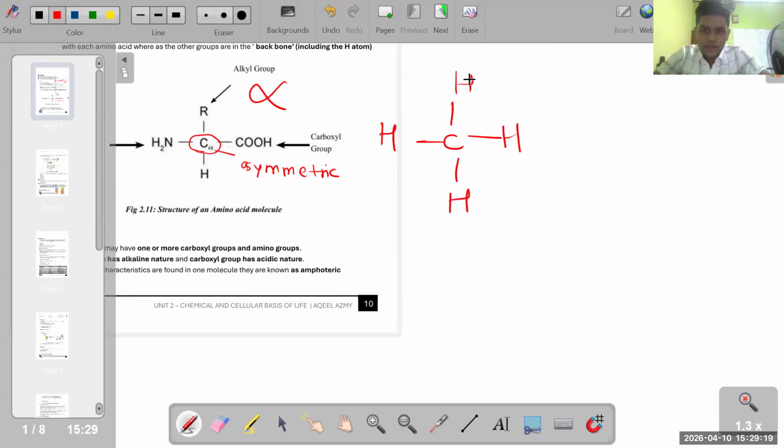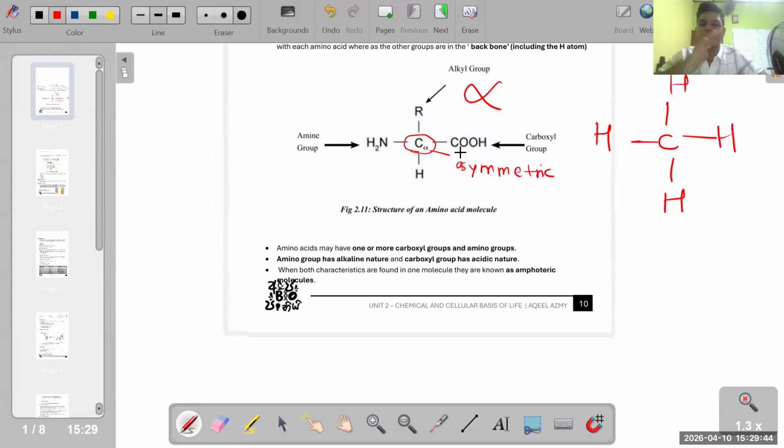Now here, can you see all 4 groups are symmetrical? Symmetrical means all four groups are identical. This is hydrogen, this is hydrogen, this is hydrogen, this is hydrogen. So is this a chiral carbon, an asymmetric carbon? No. Why? The requirement for an asymmetric carbon is that all four groups should be different from each other. Now see here, this is a carboxyl group, this is an alkyl group, this is an amine group, this is a hydrogen atom. So all four are different, all four are unique.